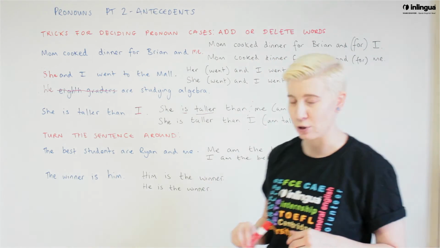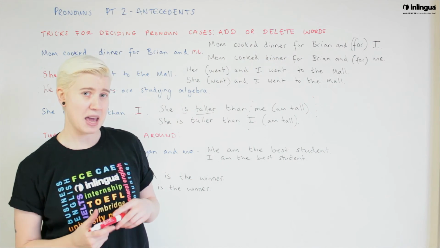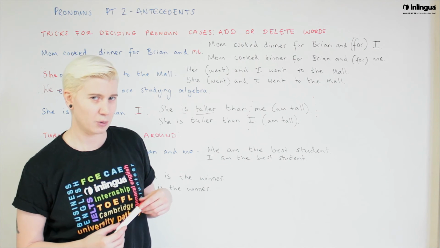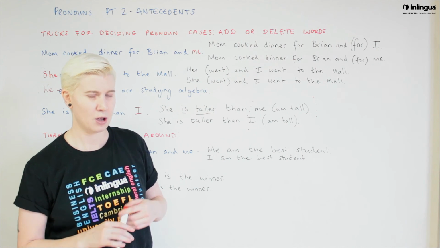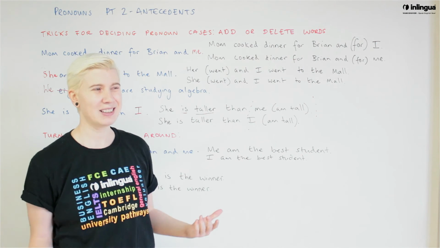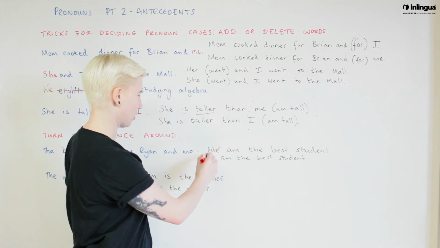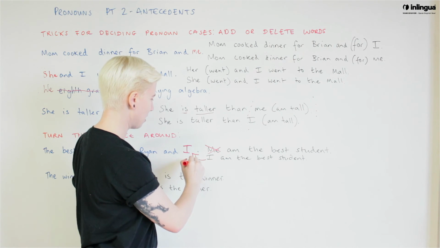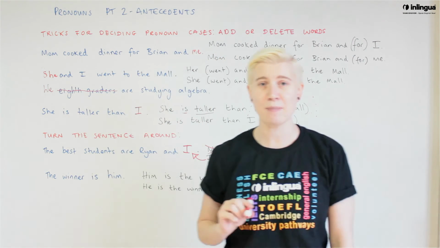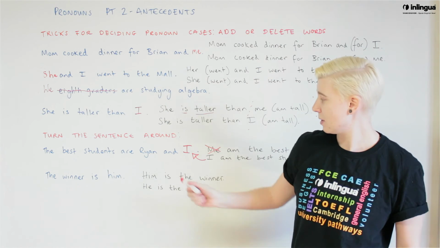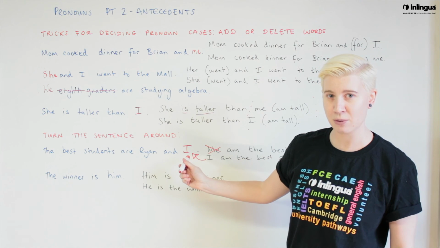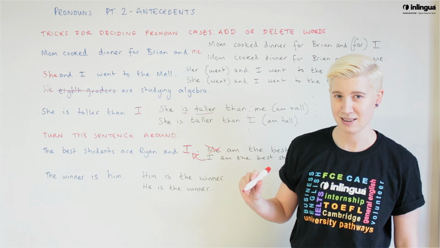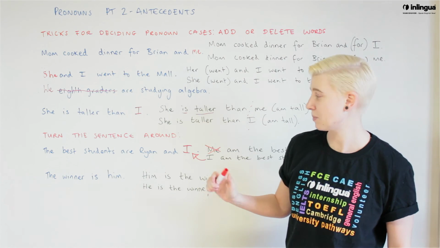I'm going to change them around. I've got two examples for you over here. Me am the best student. I am the best student. Which one sounds correct to you? Me am the best student. That's no good. That is not correct. The best students are Ryan and I. I am the best student. So we need to have that pronoun in the correct case in the sentence. We need it to be subjective.